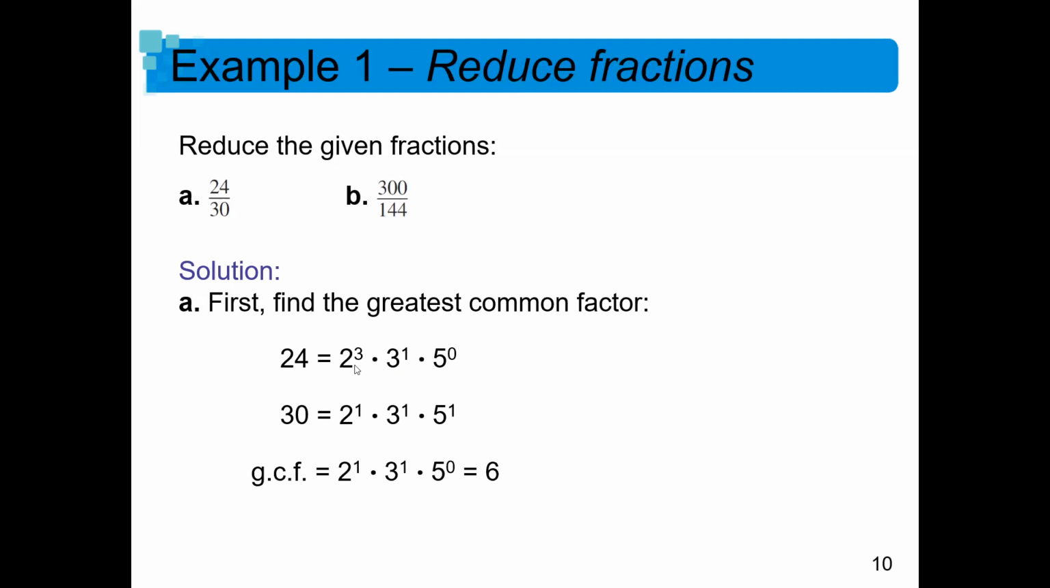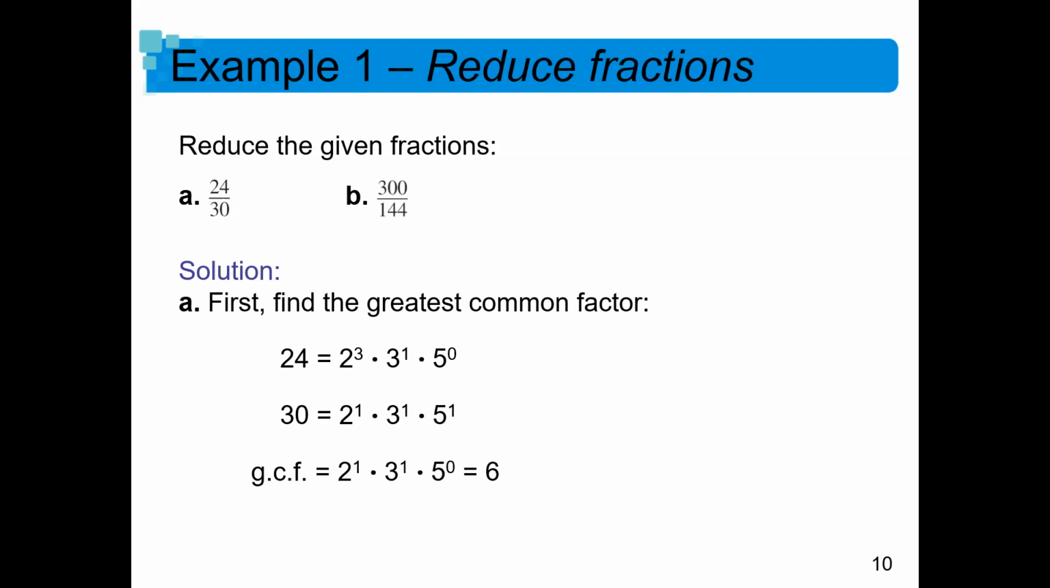So you have two choices, right? It's either 2 cubed from 24 or 2 to the 1 from 30. And you choose 2 to the 1 because it has the lowest exponent. For the prime 3, you have no choice. Both are 3 raised to the 1.